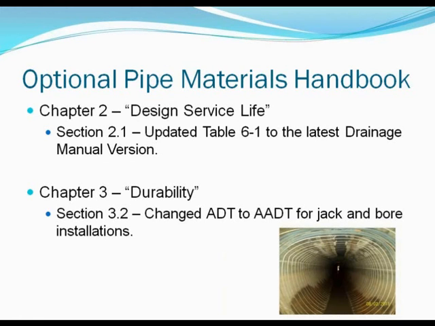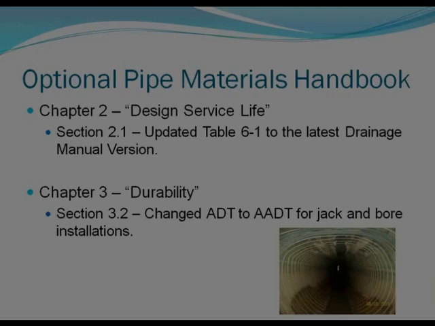Some changes in the optional pipe handbook, right from the previous changes that we spoke about, where Table 6-1 is updated, includes polypropylene pipe, and we also transferred that AADT change for jack and bore installations. So these are just follow-throughs from the changes in the drainage manual.